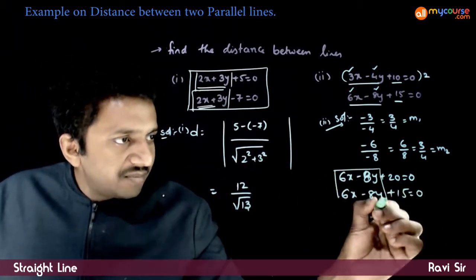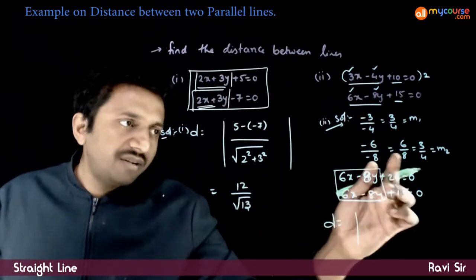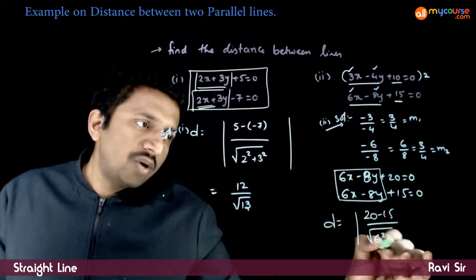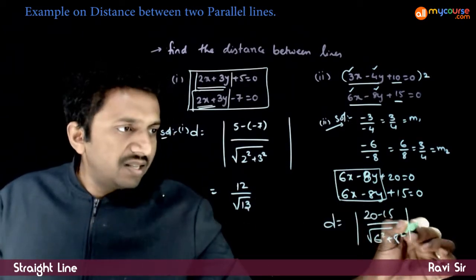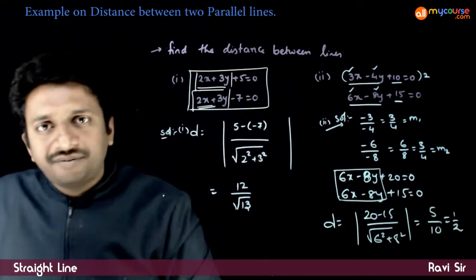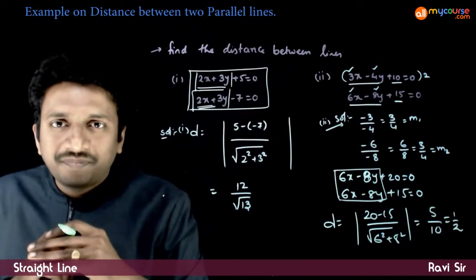Now these parts have become same. Now you can apply the formula. D is equal to the modulus of the difference between the constants by root of 6 square plus 8 square. That is equal to 5 by 10, that is equal to half. That is, the distance between these two lines is half unit. Thank you.